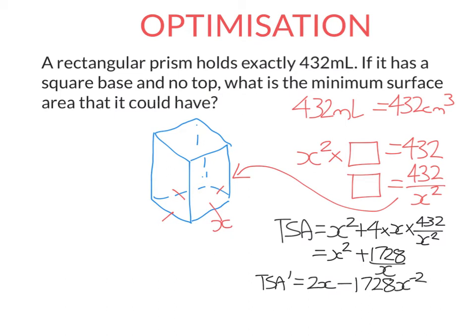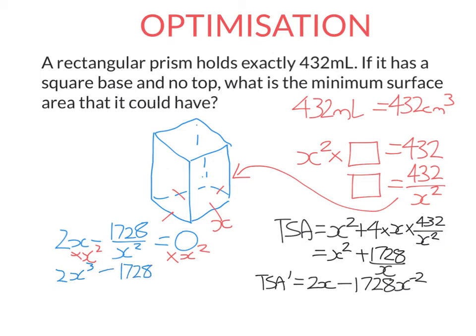So if I want to find where this is equal to 0, then I need to solve this equation. We don't like dealing with fractions, particularly those with a variable on the bottom. So what I can do is times everything by x squared. Of course, 0 times x squared is just going to be 0. So 2x times x squared gives 2x cubed. 1728 over x squared, if I times by x squared, I get rid of the denominator. That's why I did this. I times this by x squared to get rid of the denominator. And then that just equals 0.